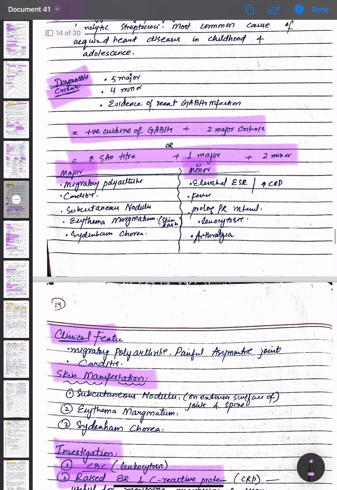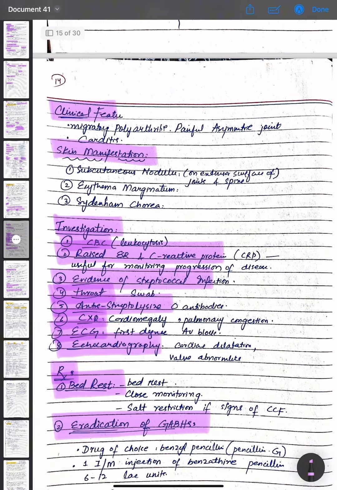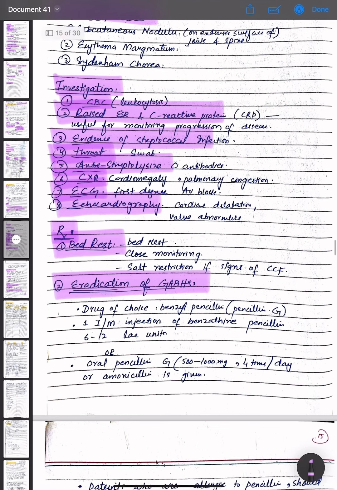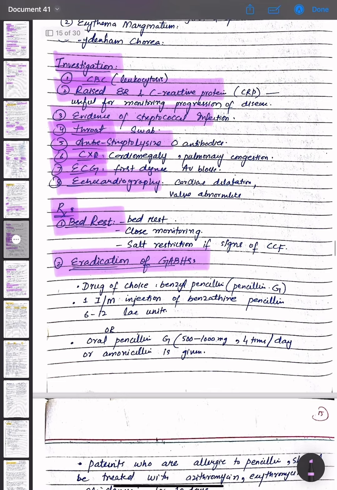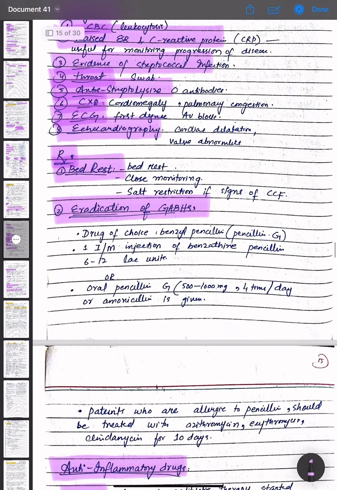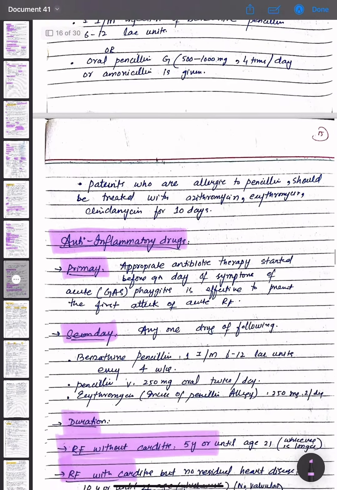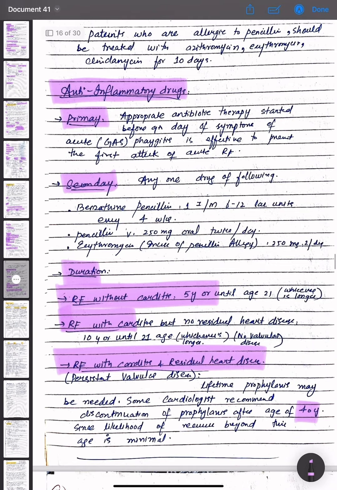Then we discussed the major and minor criteria and the clinical features and skin manifestations in rheumatic fever. Then we discussed the investigation options, which are CBC, raised ESR and C-reactive protein, evidence of streptococcal infection, throat swab, anti-streptolysin O antibodies, then chest X-ray, ECG and echocardiography. Then we discussed the treatment options, which are bed rest, eradication of GABHS, then anti-inflammatory drugs, primary and secondary, then the duration: rheumatic fever without carditis, with carditis, and with carditis and residual heart disease.